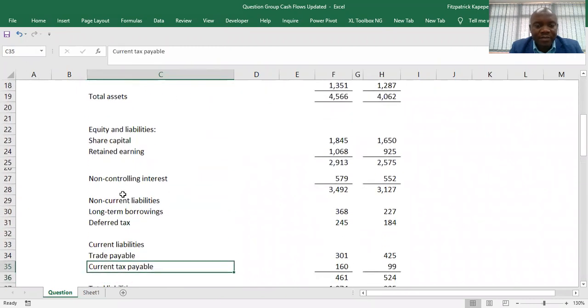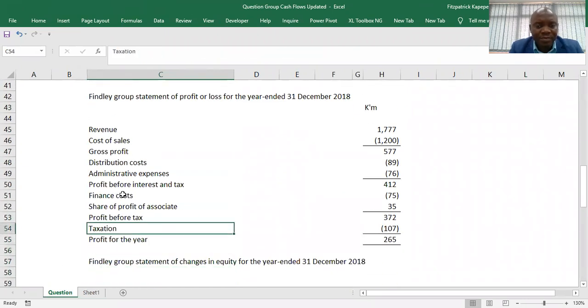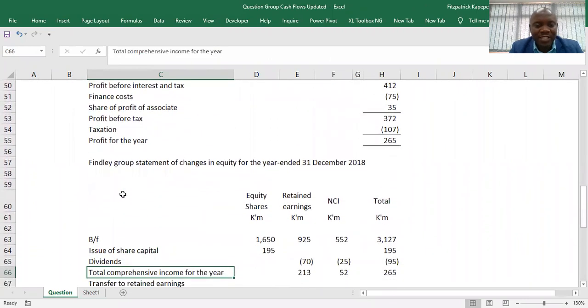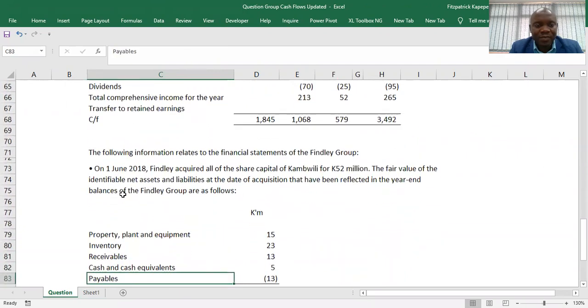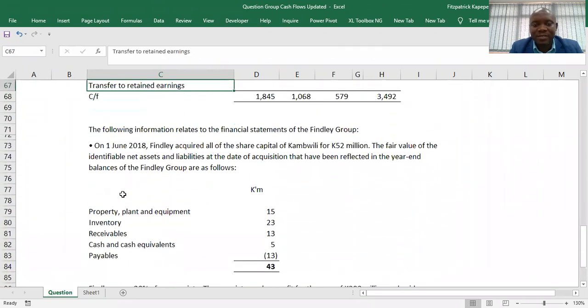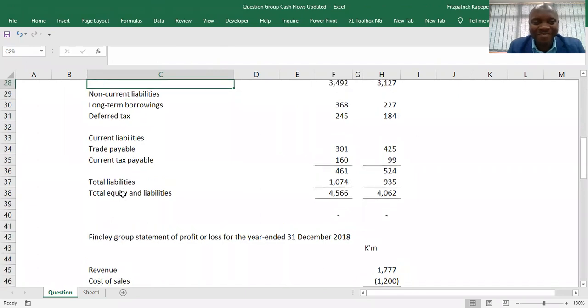Do we have tax? I can see there's some tax here. There's some tax there. There's some tax here. Okay, I guess we can go for tax. Let's go for tax. Sorry, guys.